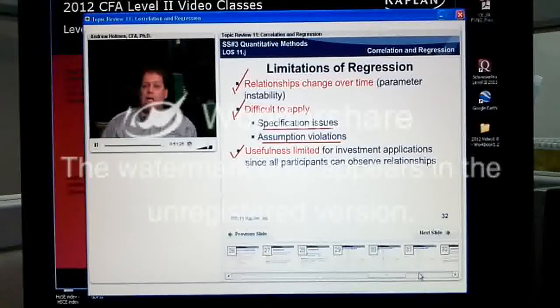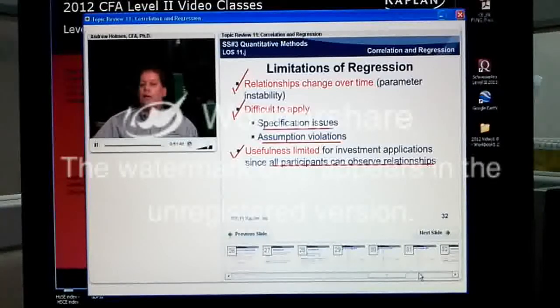So remember, it's not enough to be good. You've got to be better than everyone else, right? You've got to be quicker and you've got to understand what's going on. So that's always going to be an issue. If everyone can see the relationships, then it's going to be hard for you to use it to your advantage.